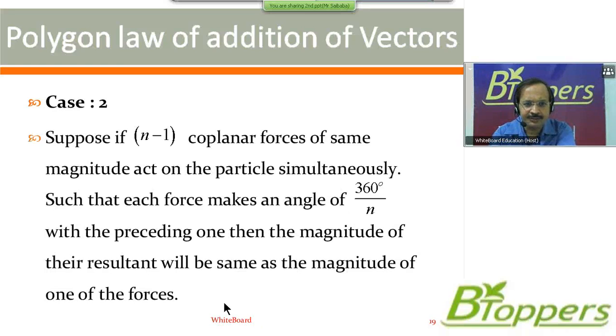Then you see case 2. Suppose n-1 coplanar forces of same magnitude act on the particle simultaneously such that each force makes an angle of 360 degrees by n with the preceding one, then the magnitude of the resultant will be same as the magnitude of one of the forces.